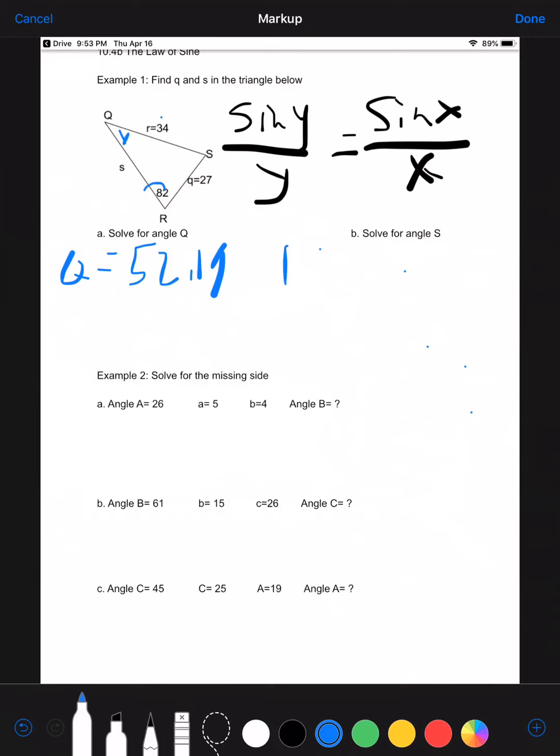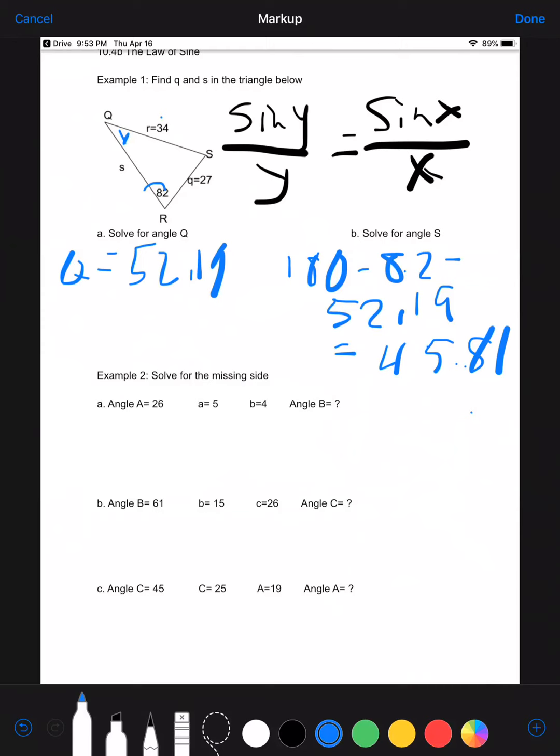So we're just going to do 180 minus those two angles because, again, if we remember, our angles of a triangle add up to 180. So we'll just do 180 minus those two angles. So 82 and 52.19. And so our answer for S is going to be 45.81.